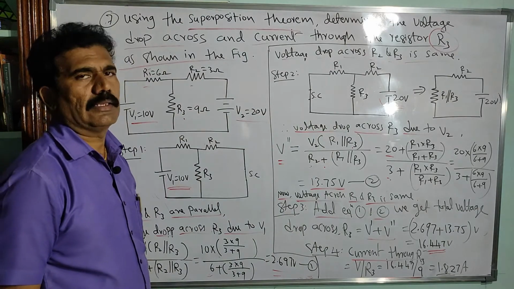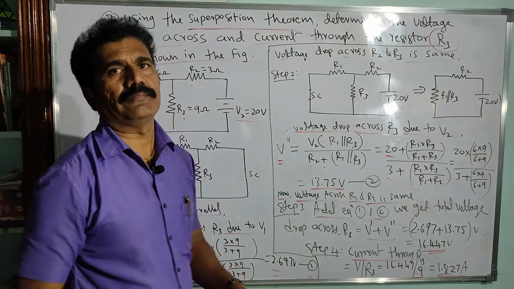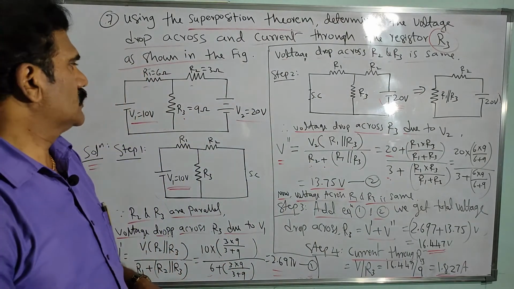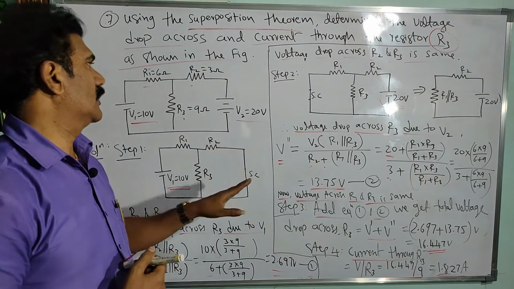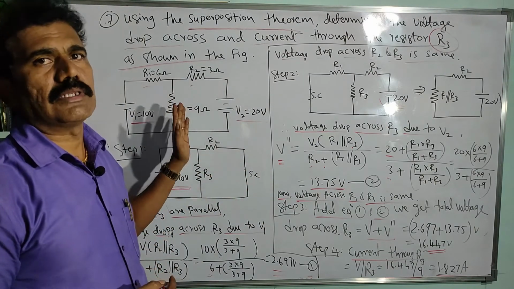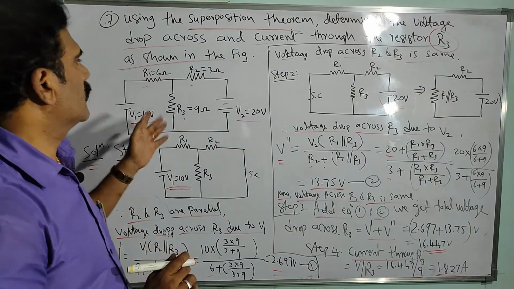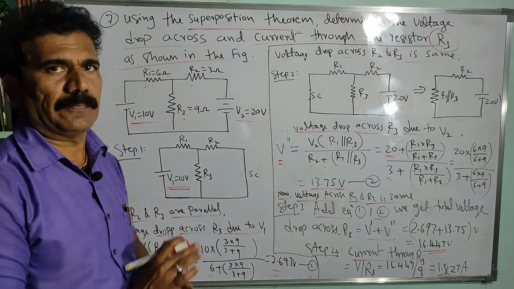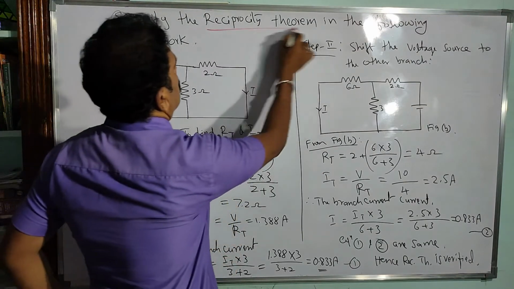16.447 divided by 9, you will get the current 1.827 amperes. In that way, you can just apply the superposition theorem to calculate the voltage or current in a particular resistor in the entire network. But one thing is, there should be more than one voltage source to apply this theorem. Clear? Now look at one more problem on reciprocity theorem.